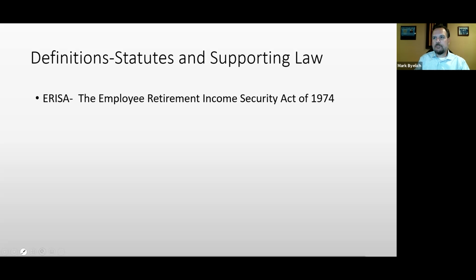So a little bit more about definitions, statutes, and supporting law. Well, ERISA, you may have heard this from time to time. ERISA applies to retirement plans, 401ks, 403bs. ERISA is the Employee Retirement Income Security Act of 1974. And ERISA is often referred to as the gold standard of fiduciary practice. So there's a lot of fiduciary responsibility in ERISA.